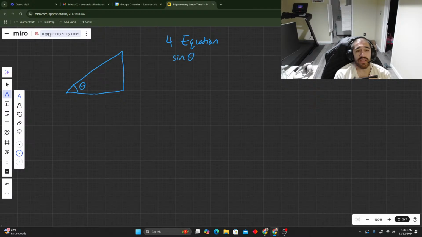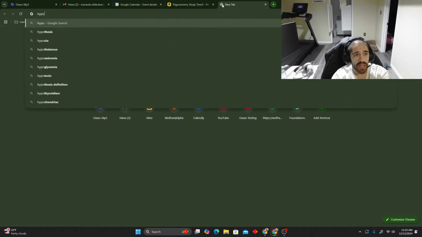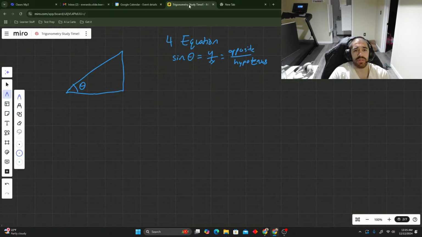The first one is going to be sine theta is equal to y over x, which is really going to be the opposite over hypotenuse. So let me explain. Let me actually start over real quick. But first of all, I want to find out how to spell hypotenuse. Hypotenuse. Hypotenuse. Okay, that's close.